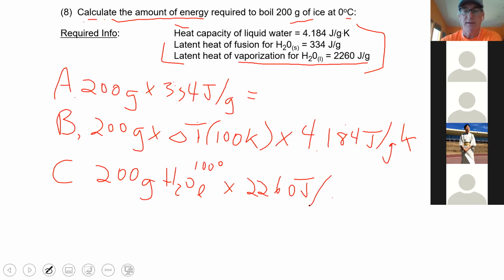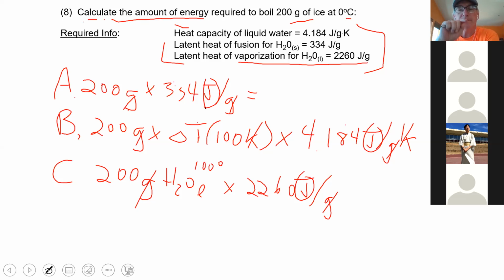So that's 2,260 joules per gram. And you can see that grams cancel and I'm left with joules. Just the same as with the second part, when I'm increasing the liquid water, my grams cancel, my temperature cancels, and I'm left with joules. And when I'm melting the ice, my grams cancel, and I'm left with joules. But the only thing you have to remember is what sign are these going to be?